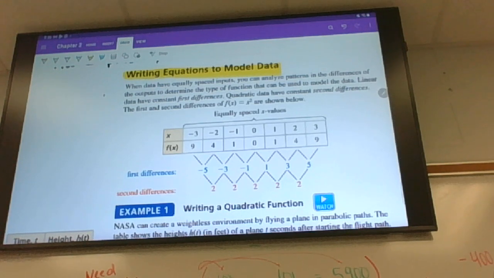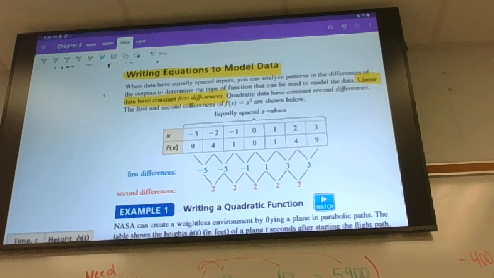When data have equally spaced inputs, you can analyze patterns to determine what type of function it is. Linear data have constant first differences. Pause, that's something you already know. This is what it's talking about with first differences. If we were to graph this table, it would be a straight line. Okay? I know it's a straight line because when I look at how the y's change, they're changing in the exact same way. Down 2, down 2, down 2, down 2. Those are first differences. This is a straight line. Okay, this is background knowledge. This isn't something that you should stress about writing right now.